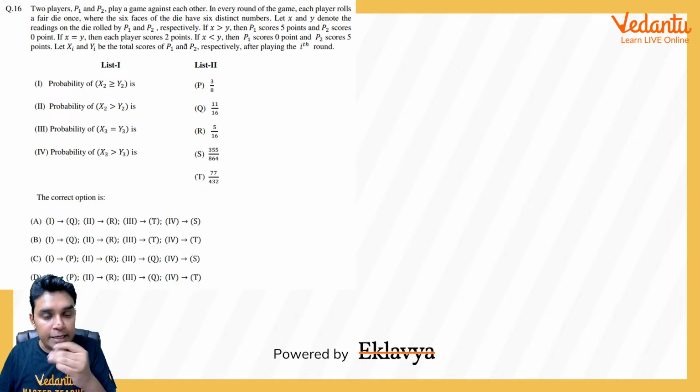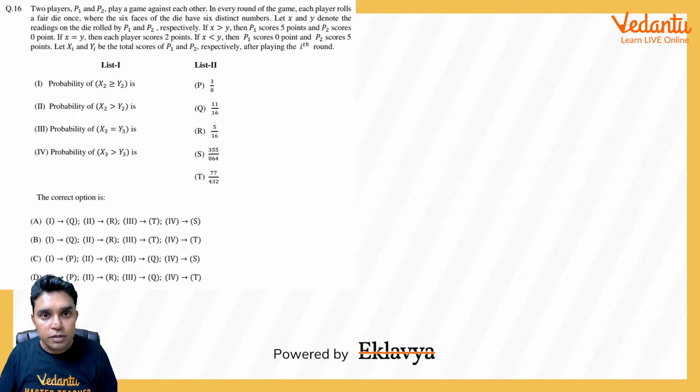If X is greater than Y, then P1 scores 5, P2 scores 0. If X is equal to Y, then each player scores 2. And if X is less than Y, then P1 scores 0 and P2 scores 5. And Xi and Yi are the total scores of P1 and P2 respectively after playing the ith round. Then we have to find the probability of X2 greater than or equal to Y2.